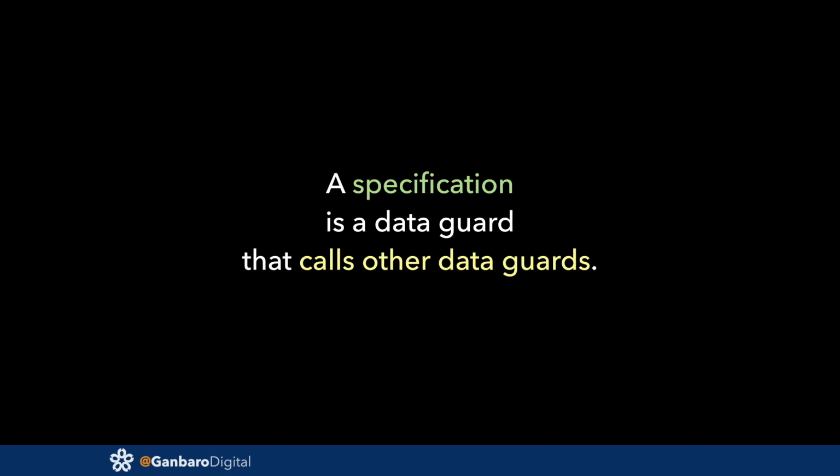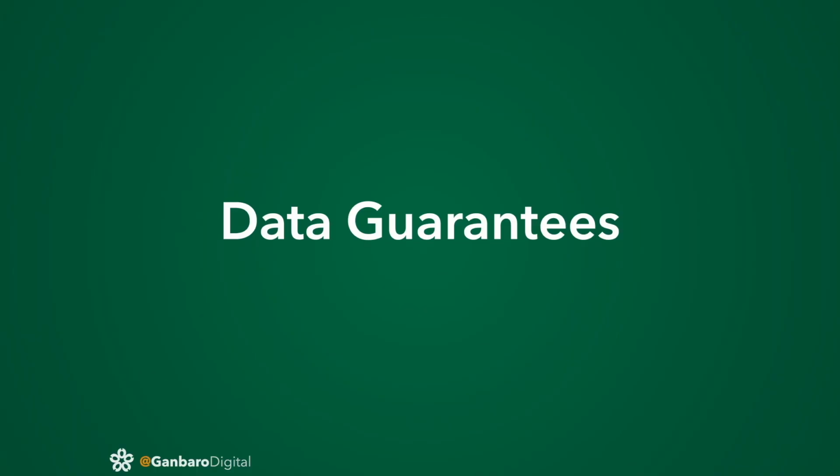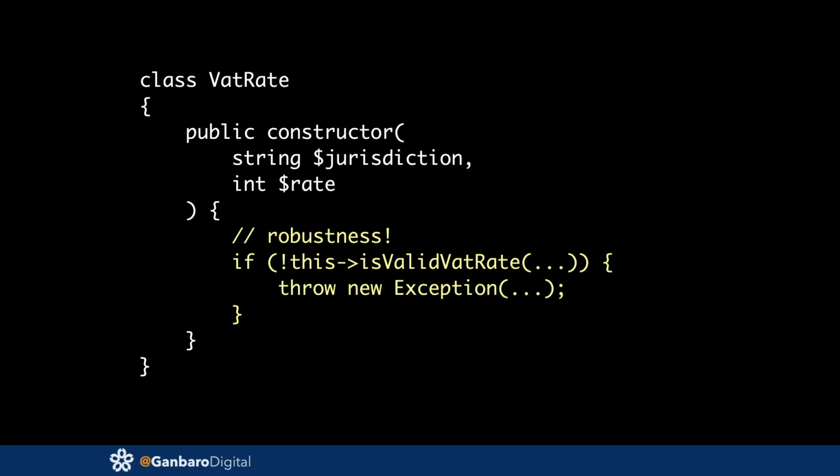Now, the other thing about data guards, it's not their job to throw errors at all. They don't report any kind of errors. They just say yes or no. If you want to throw exceptions, that's the job of a data guarantee. Let's go back to our example code again. Now, as it's written at the minute, it's our smart constructor's job to work out if an exception needs to be thrown or not.